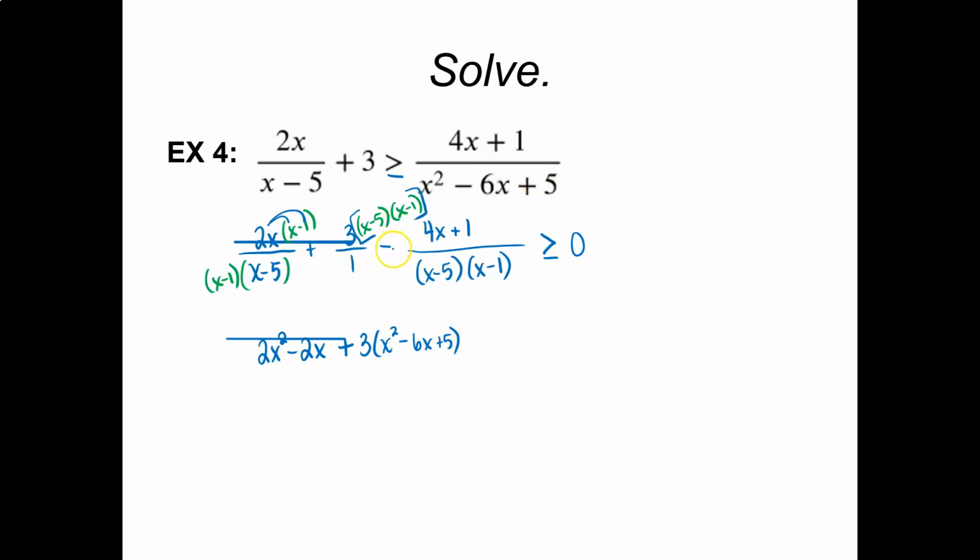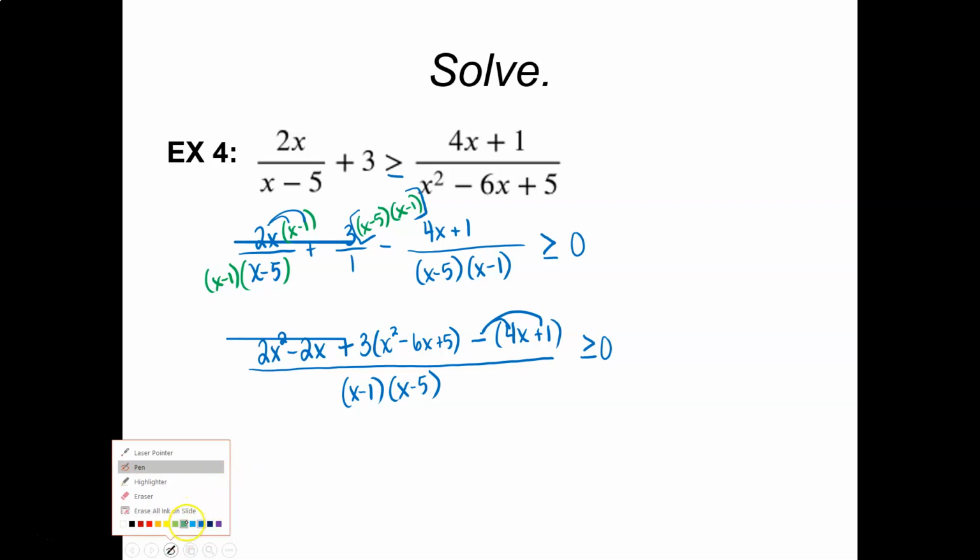Be really careful here. It is minus 4x plus 1. This negative has to get distributed to both of those. It will cause so many of you to miss a problem because it's so easy to overlook that. And then the denominator for all of these is x minus 1, x minus 5, even though I did fail to write that here.